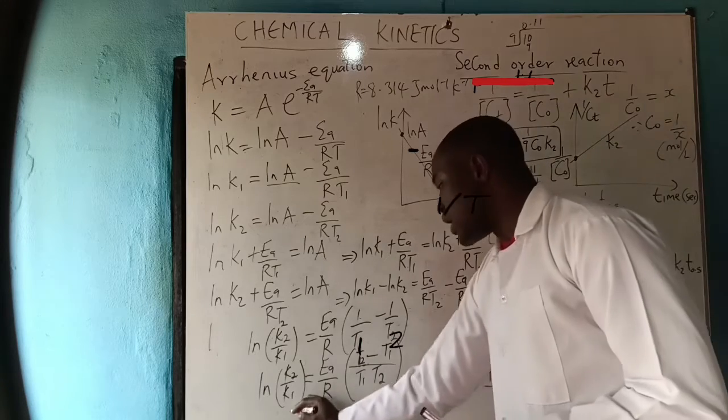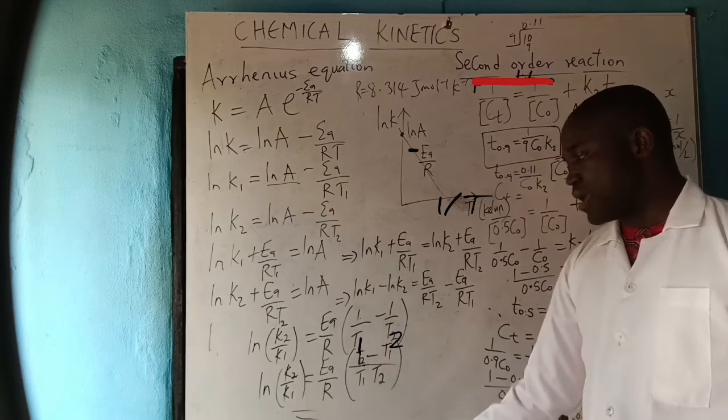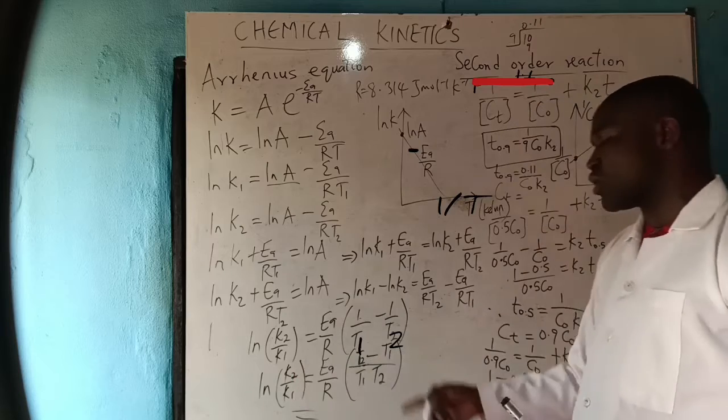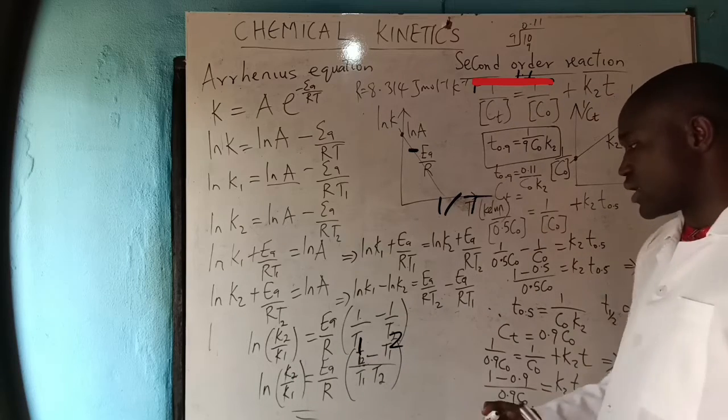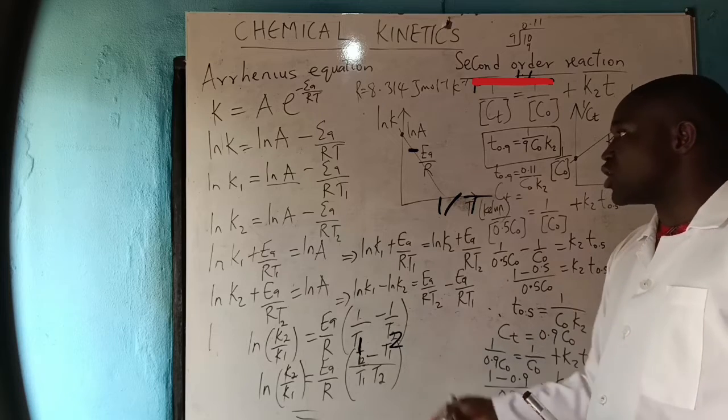Now this formula is used to find one of the unknown variables here, maybe the activation energy, maybe the temperature, maybe one of the rate constants, depending. So you use it to find it. That is about the Arrhenius equation.